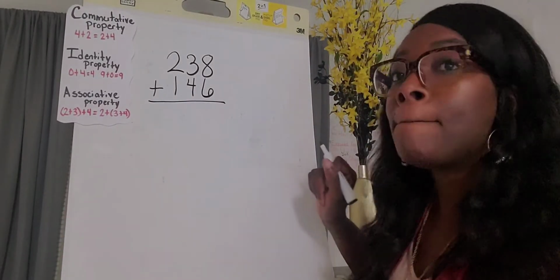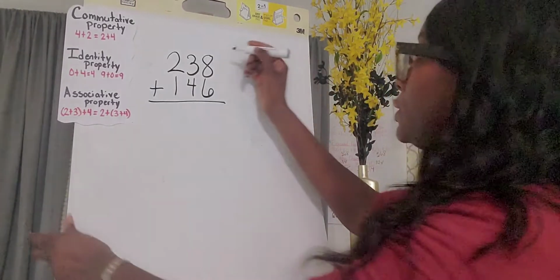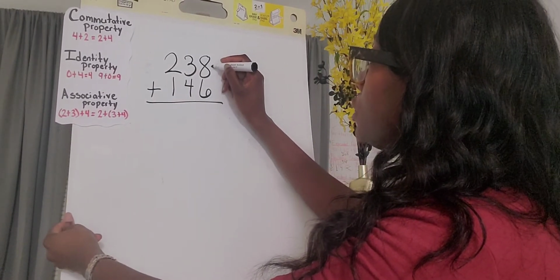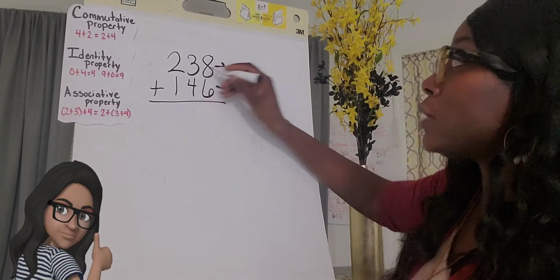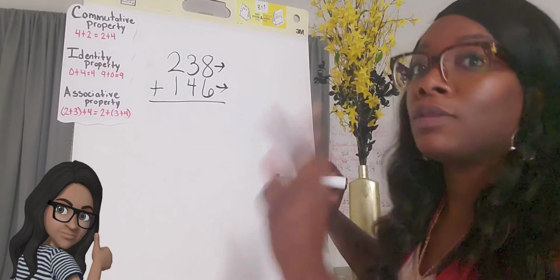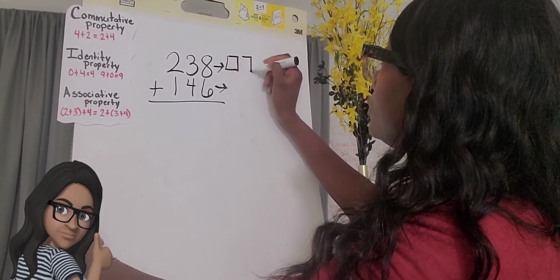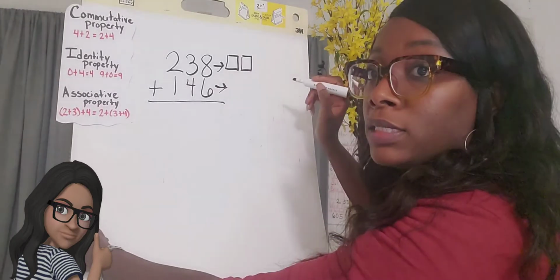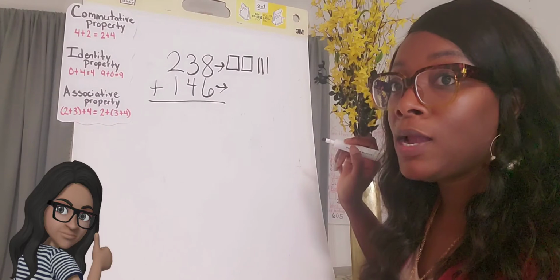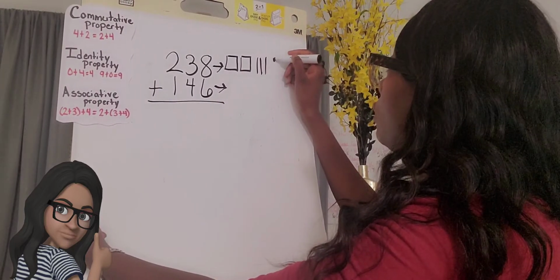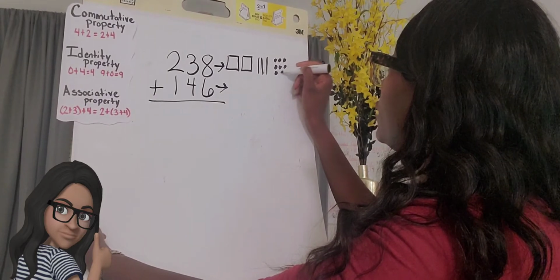Let's try model form first. Let's try model form. We're going to try two different forms on this one. Let's do model form. So 238 plus 146. 238 has two hundreds. How many 10 rods? 3. 1, 2, 3. And how many 1 units? 8. 1, 2, 3, 4, 5, 6, 7, 8.